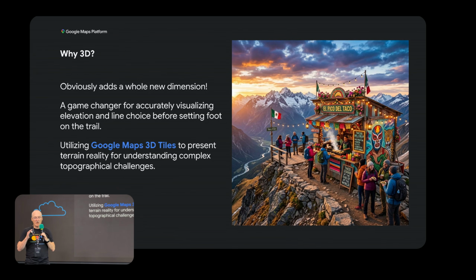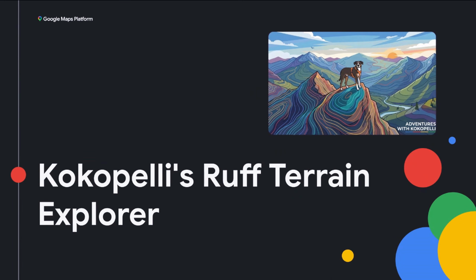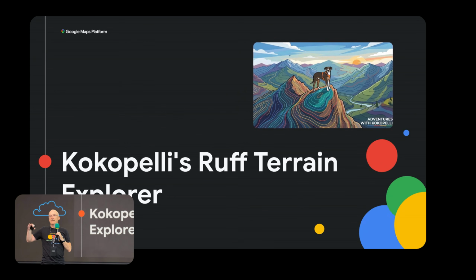And I want to also tell you that I've been doing computer science for a long time, and I know one of the hardest problems in computer science is naming things, and I've solved that. I name everything after my dog. So this is Kokopelli's Rough Terrain Explorer, and this is the app that I was able to build in a few weeks' time using nothing more than agentic programming and a little bit of background knowledge about how 3D map tiles work.